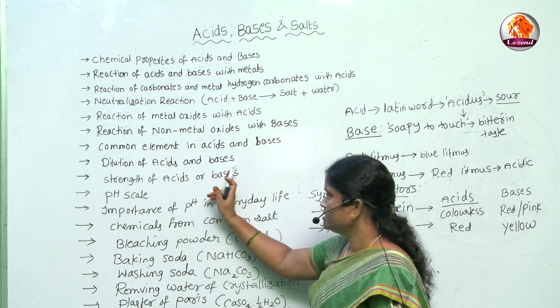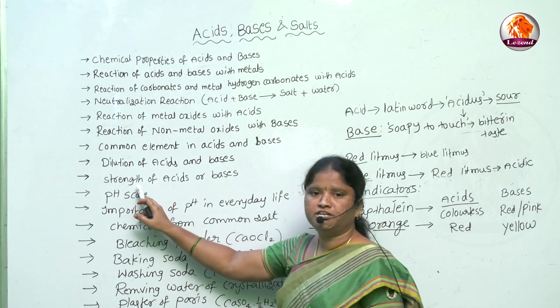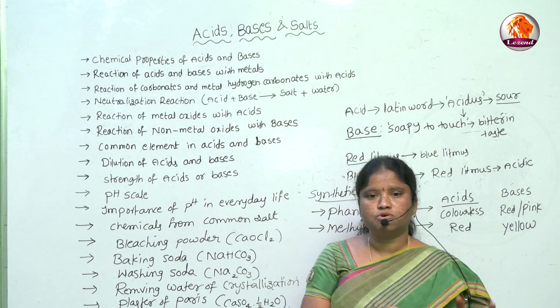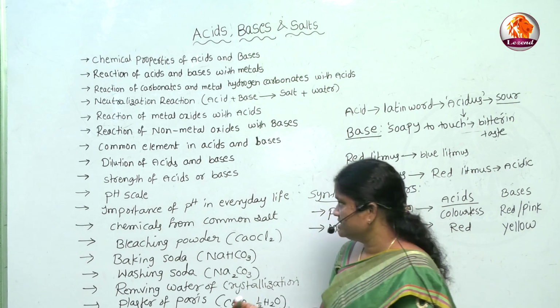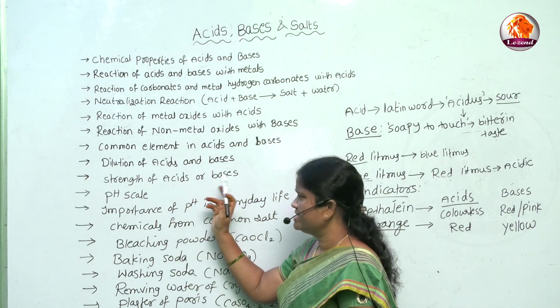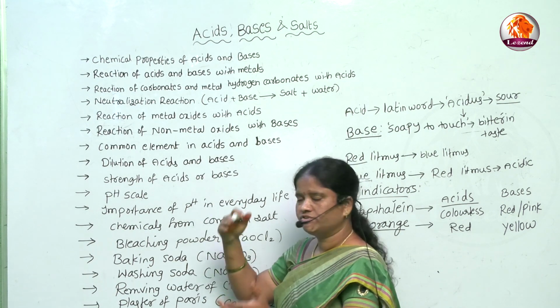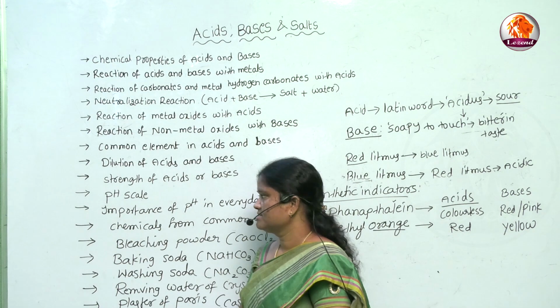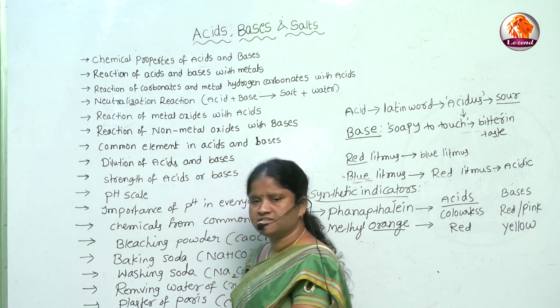Dilution of acids and bases, and also how we identify which acid is strong and which acid is weak among the given acids. That is the strength of acids or bases. For bases also, we can identify which is the strong base and which is the weak base. And next, the pH scale. The pH scale means it is a scale.